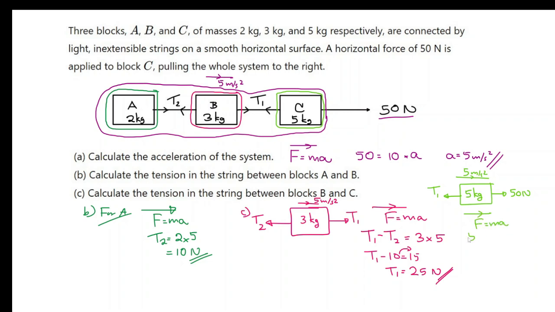So, 50 take away T1 is equal to m is 5, A is also 5. So I can say 50 take away T1 is 25. Move to the other side. 50 take away 25. Again, I get exactly T1 is 25 newtons. Same as this. It's exactly the same answer using any one of the masses.